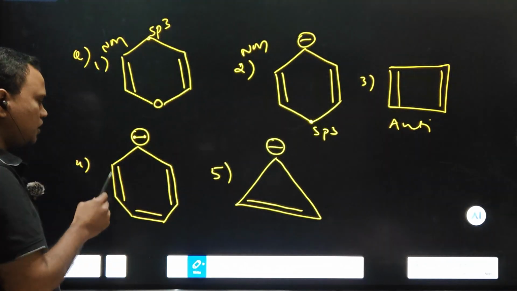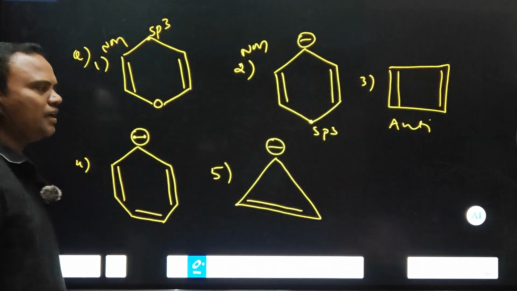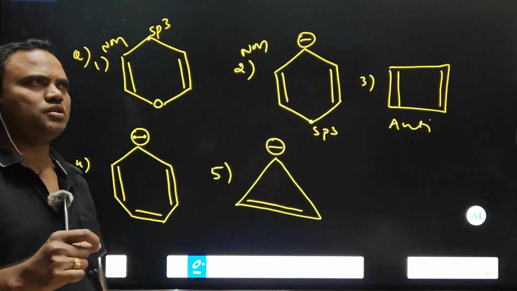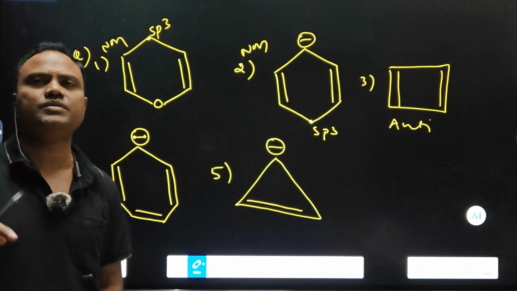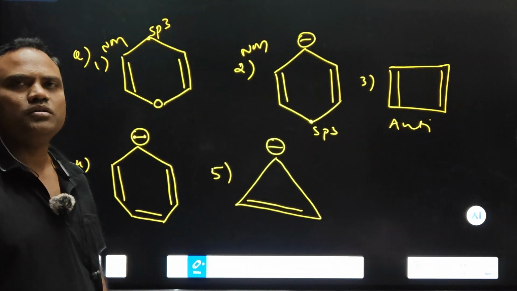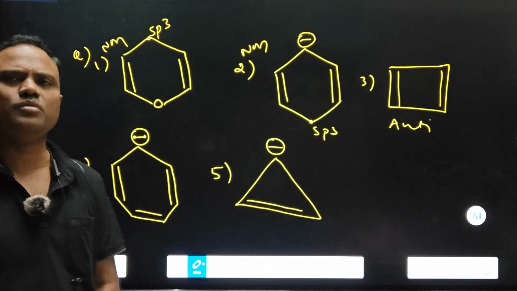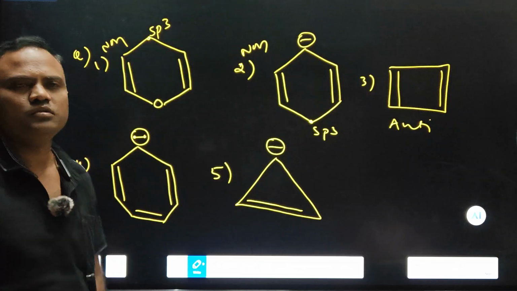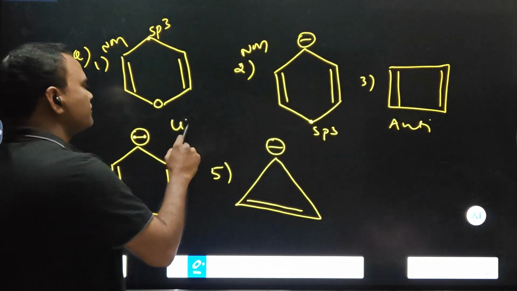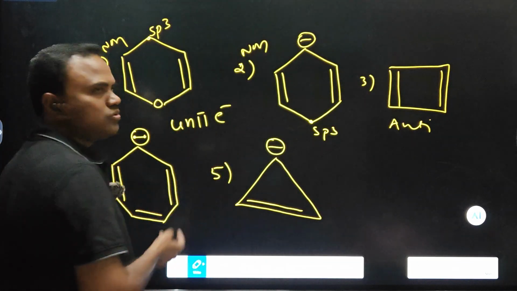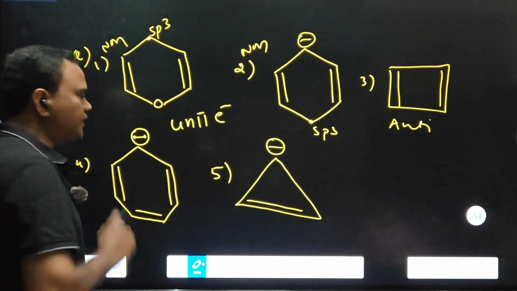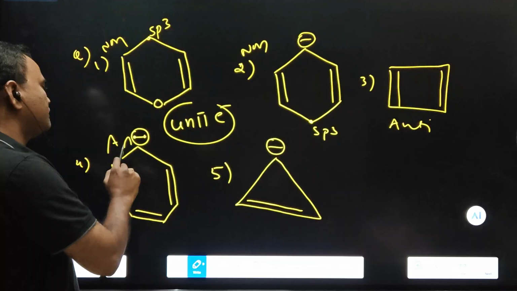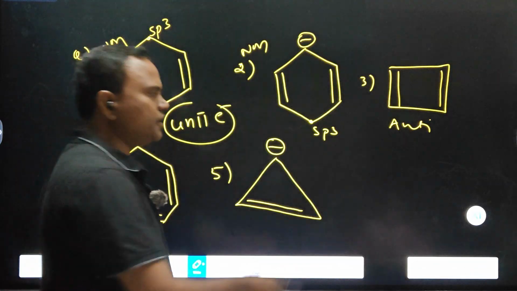So 2, 3, 4, 5, 6, 7, 8. 8 pi electrons means 4n pi only. You check, you won't get 8 pi electrons with Huckel's rule. Huckel's rule means the 4n plus 2 pi electron rule. You won't get 8 with that. With 4n pi you will get it. If you substitute n is equal to 2 in 4n, you get 8. This rule is anti-aromatic, so this is anti-aromatic. This one also anti-aromatic.